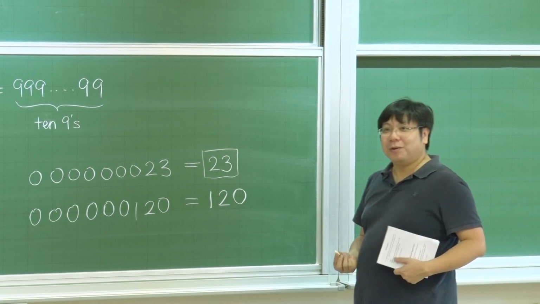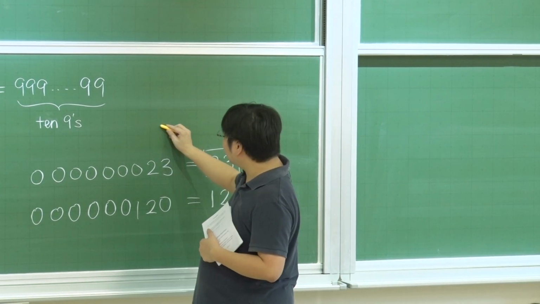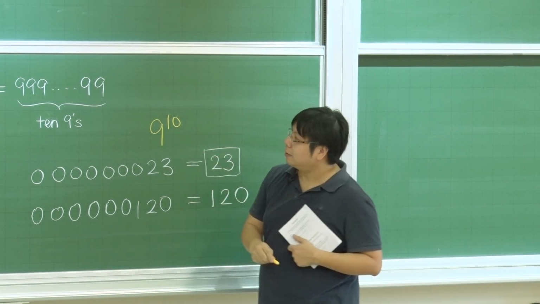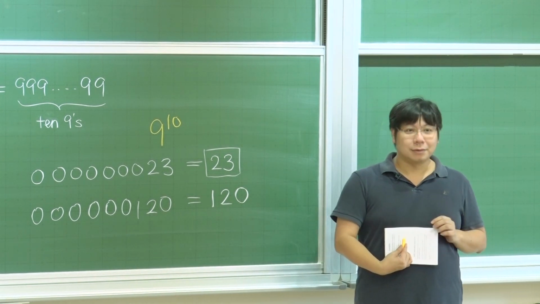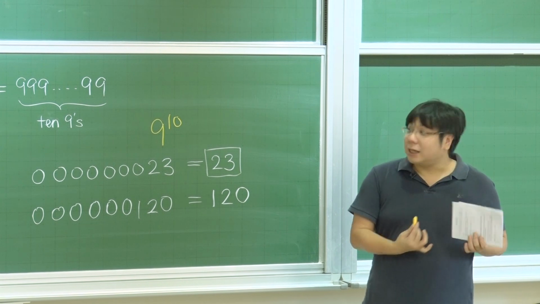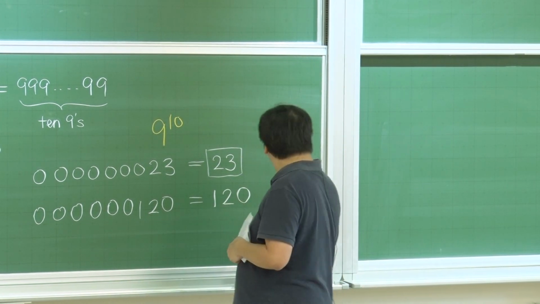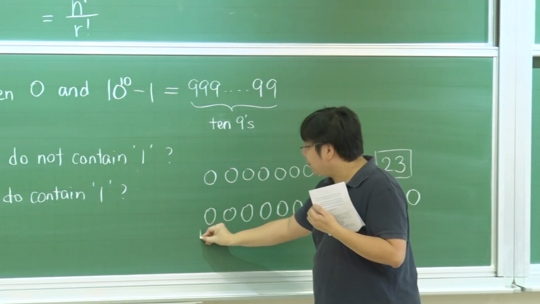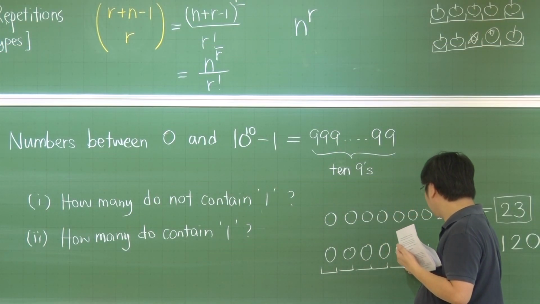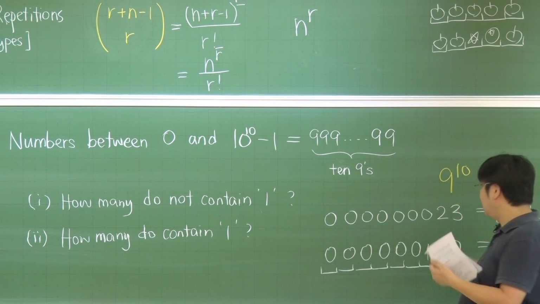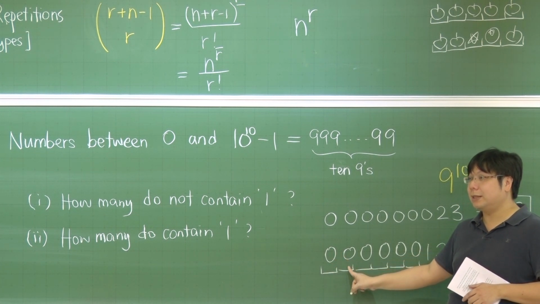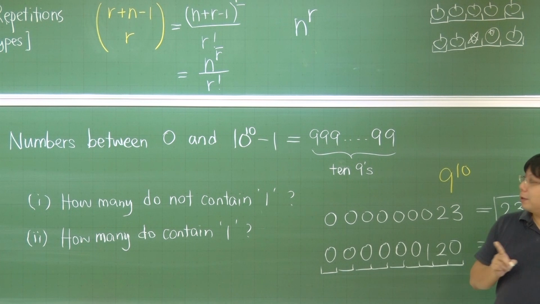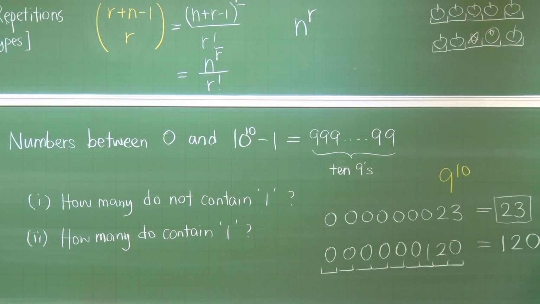Oh, very good. I heard an answer. The answer says 9 to the power 10. Why is it 9 to the power 10? The reason is that you can think of this as the selection problem. You have 9 digits to choose from. If you don't want any 1, there are 9 choices in the first location, 9 choices in the second location, and so on and so forth. So there are going to be 9 to the power 10 ways of choosing a number that does not contain a 1. Okay, good, excellent.